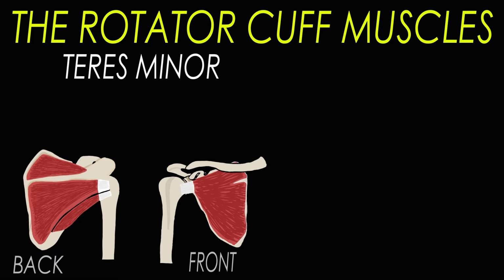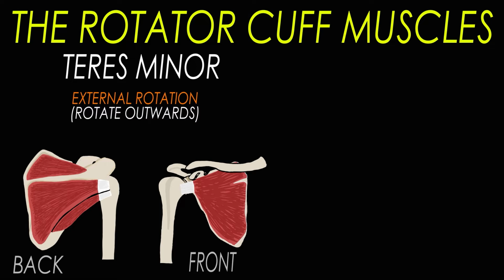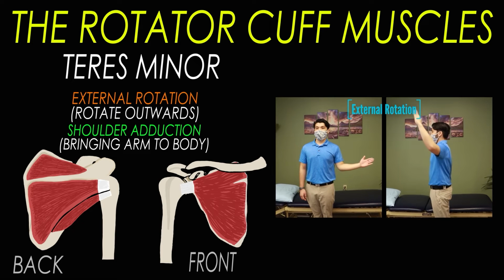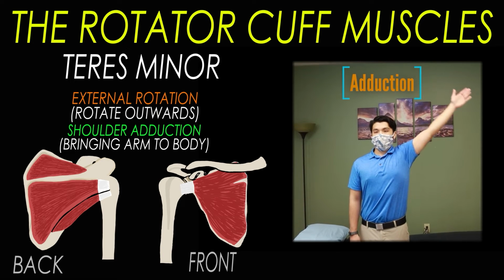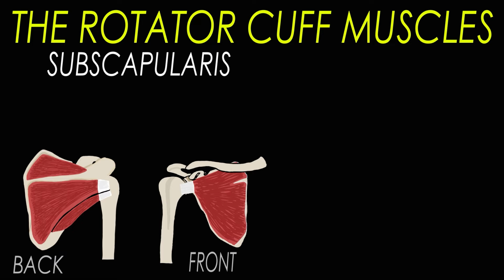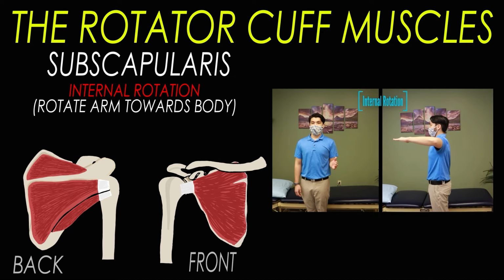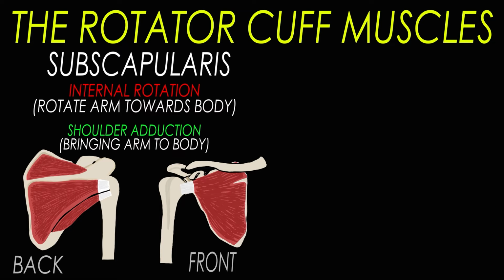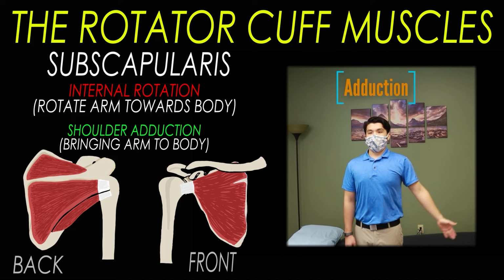The teres minor, which is this muscle, assists in rotating the arm outwards and with bringing your arm back towards your body, which is external rotation and adduction, respectively. The last rotator cuff muscle is the subscapularis, which is on the front of your shoulder blade. Its job is to rotate the arm towards the body, which is called internal rotation, and to also move your arm back towards your body, which is adduction.